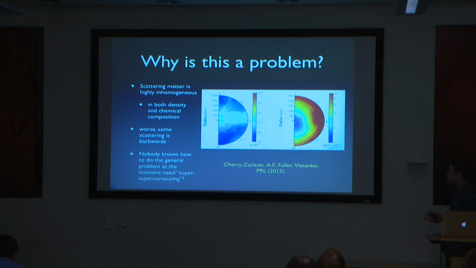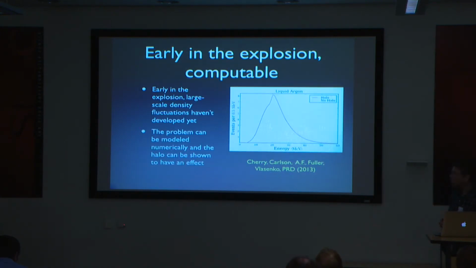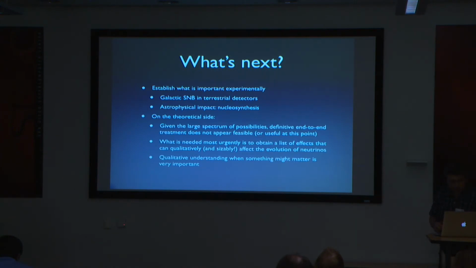There is one case where this can be computed, and that's during the neutronization burst, when the density distribution is still spherical. And you can show, and this was done by JJ and collaborators, that you can consider the case of the scattered halo versus just the standard treatment of a neutrino bulb, and convince yourself, at least in one case, that you get a different spectrum by comparing the two calculations. So fortunately, I'm out of time because I could speak more.